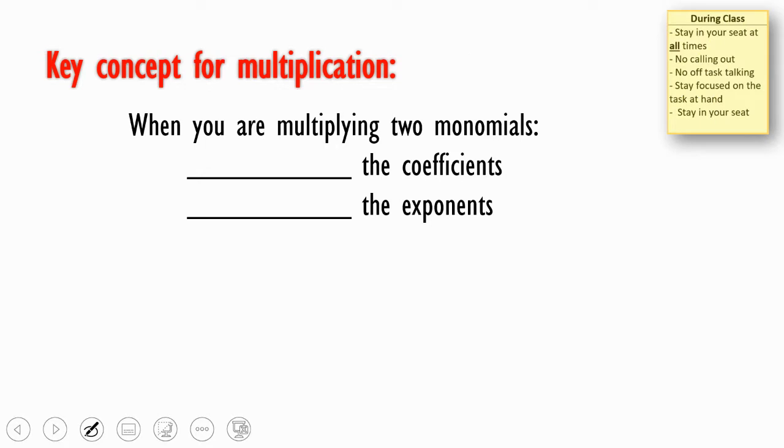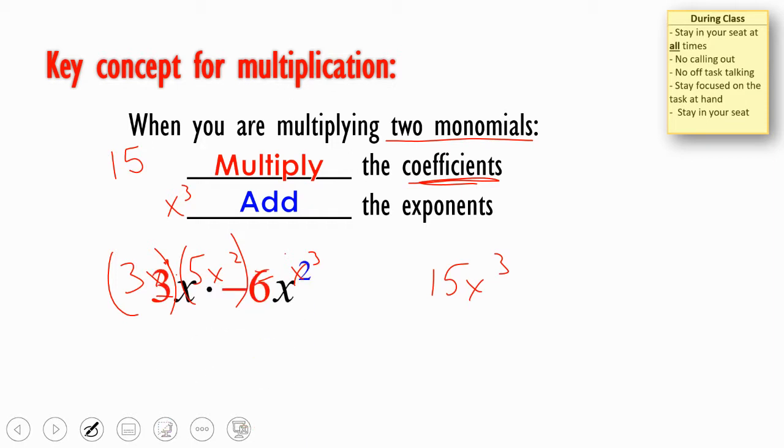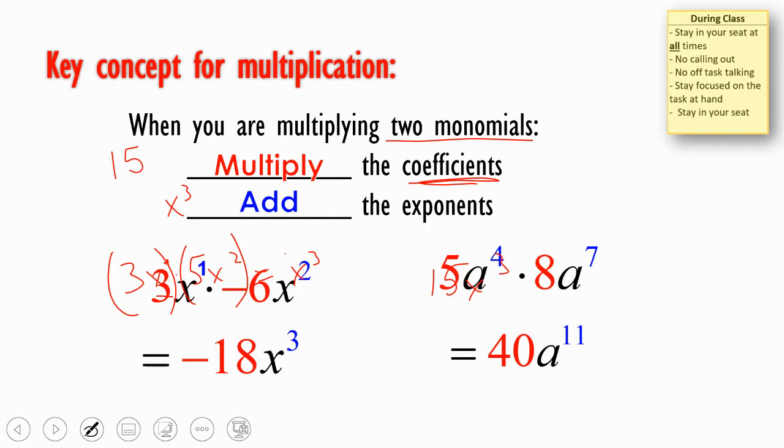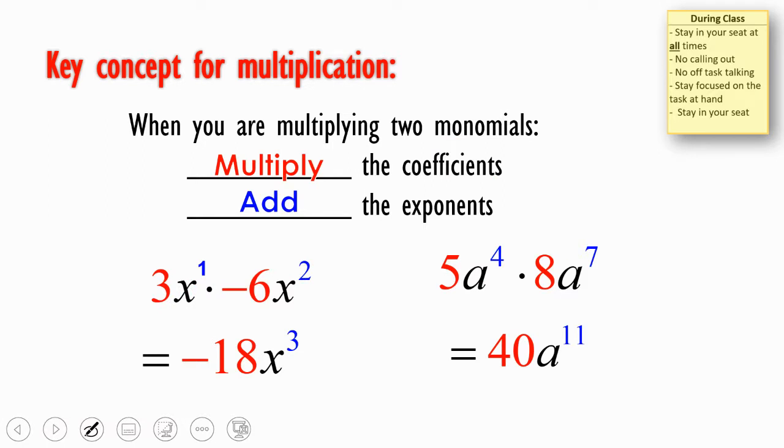Okay, so when you are multiplying two monomials like 3x and 5x squared, you multiply the coefficients, so that would be 15, and you add the exponents. So x to the first plus x squared, x to the third. So when we multiply those two things together, we get 15x to the third. You always got to put your 1 there so you don't forget about it. There's another example. We're going to skip over that. There's a couple examples you can see.